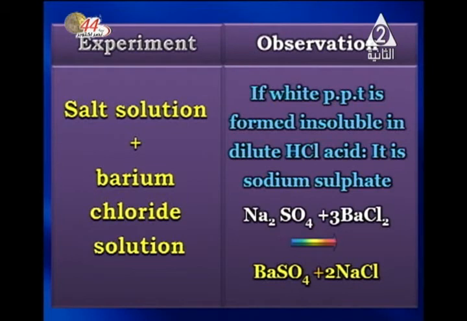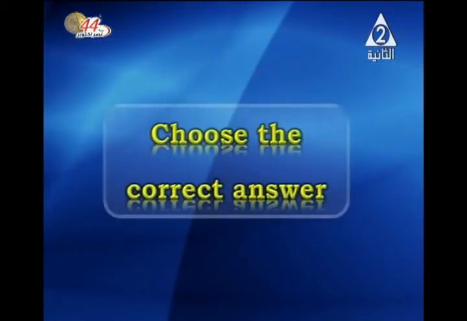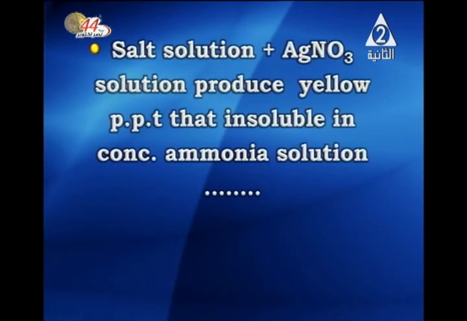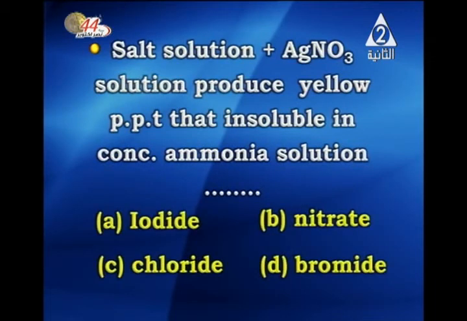Now we are going to discuss some questions, my dear student. The first type of questions is choose the correct answer. Salt solution plus silver nitrate solution produces a yellow precipitate that is insoluble in concentrated ammonia solution. Is it iodide salt, nitrate salt, chloride salt or bromide salt? If you think about it, yes, it will be iodide salt.